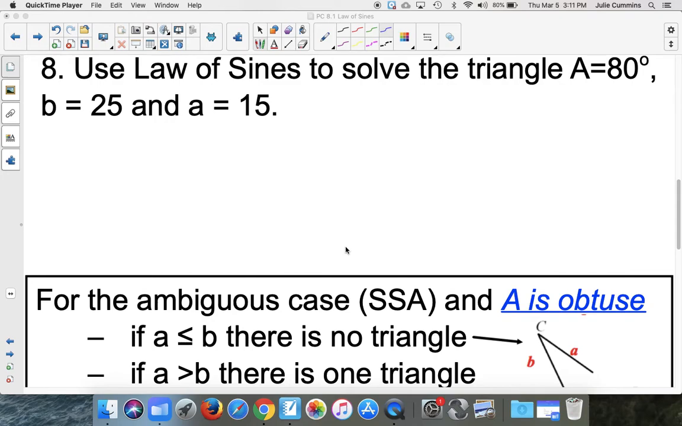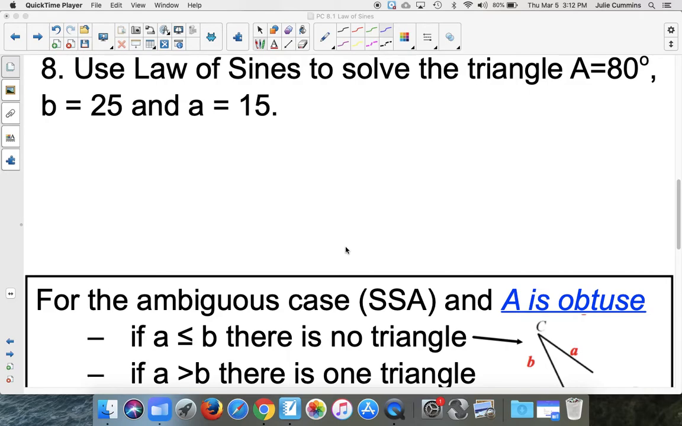Right, these last few problems are ones that we need to spend a little bit more time on because they're the ones where the weird stuff happens. Remember the angle, side, side ones I was telling you about earlier? You're going to see some things that happen. So we want to use law of sines to solve this triangle.